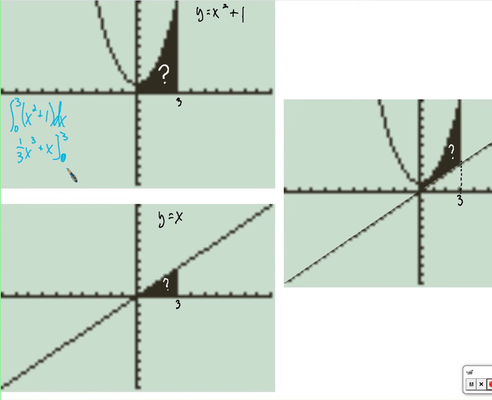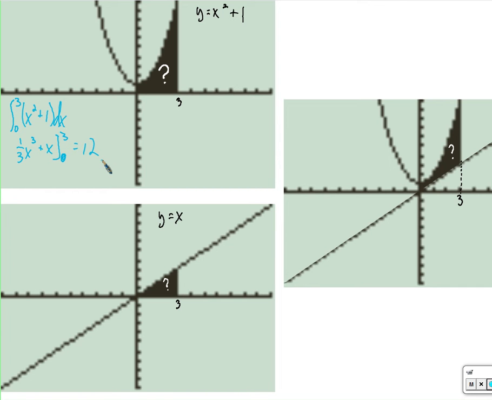Plug in 0 in there, that part's going to be 0, so we don't have to worry about that. So just do the 3 part, that would be the first part, and we subtract the 0 part. So we just put in 3, we get 12. Just 12. Okay, 12. So the area underneath that curve from 0 to 3 is 12.